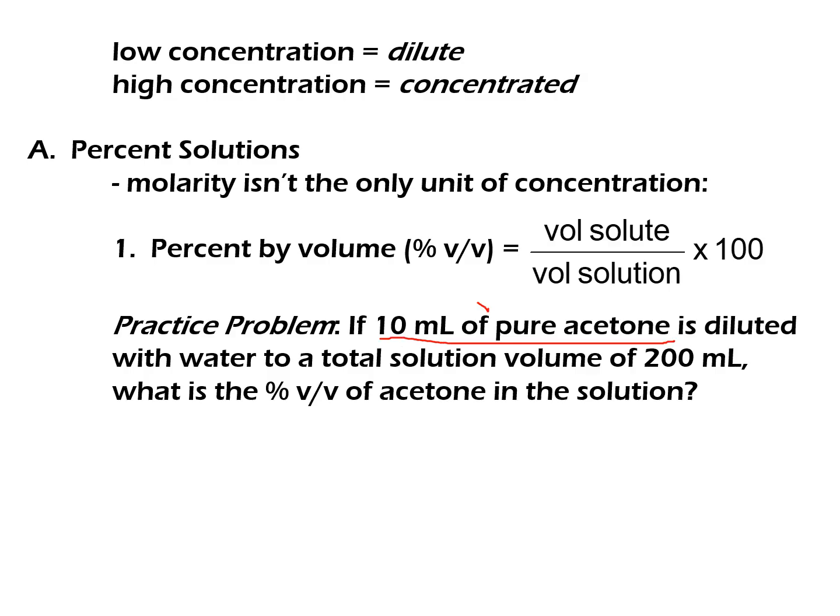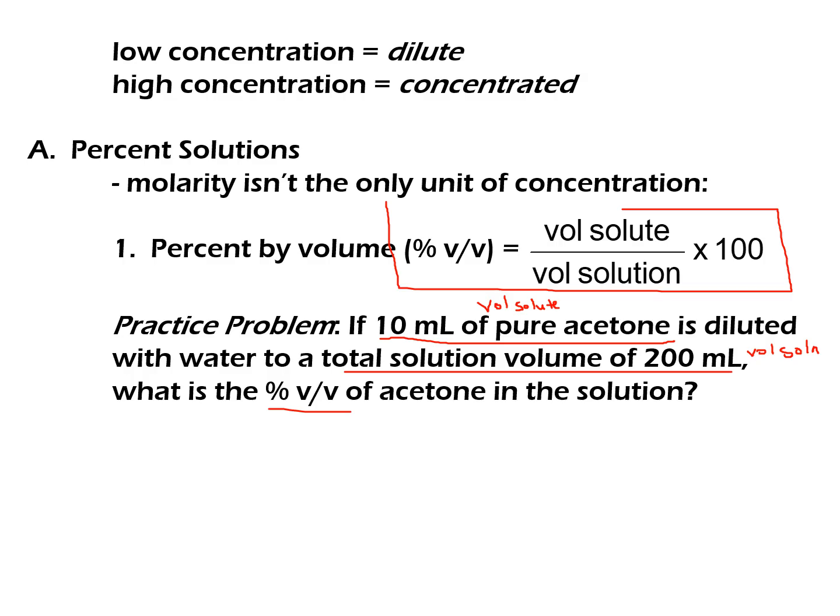So that must be the volume of the solute. And then they tell us that we have a total solution volume of 200 milliliters. So that must be the volume of the entire solution. By the way, the abbreviation for solution is SOLN, so I'll use that sometimes. And then they're looking for, obviously, the percent by volume. So we're going to use this setup that we just talked about right here, and we're simply going to fill in the numbers that we have in the problem.